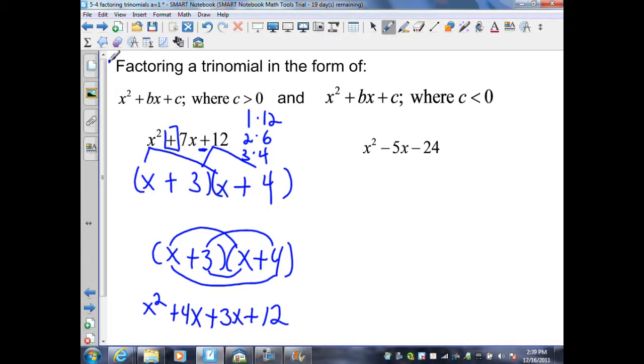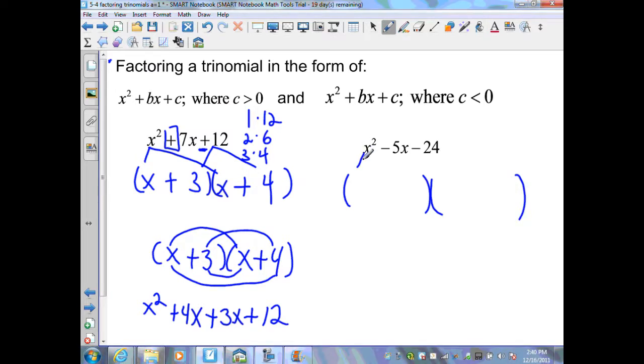Our next example is in the form of x squared. Negative 5x represents my bx, and minus 24, which is our constant, but here our c is less than 0. I want to start out the same way. I want to create my product of its factors, so I'm going to set up 2 sets of parentheses to represent that. I still need to break up my first term into a product of its factors. What 2 values give me x squared? And that would be x times x gives me x squared.